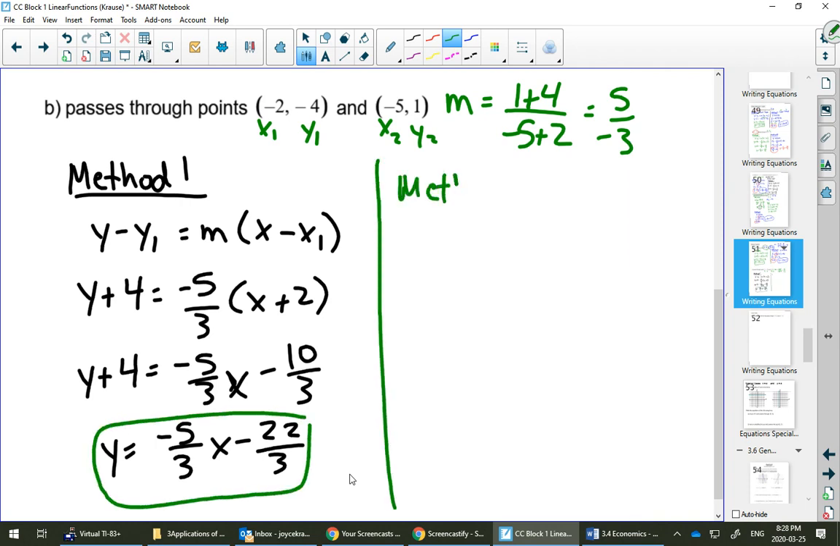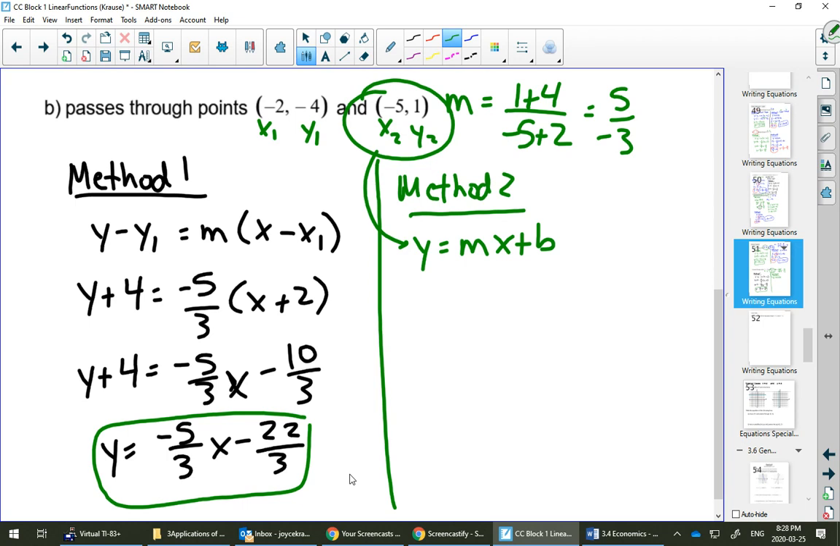Using method 2, we've got y equals mx plus b. So I'm going to use this coordinate right here as my y and x. So y is 1, m is negative 5/3, x is negative 5, and b is what we're looking for. Simplifying, we're going to have negative 5/3 times negative 5, which is 25 over 3, plus b.